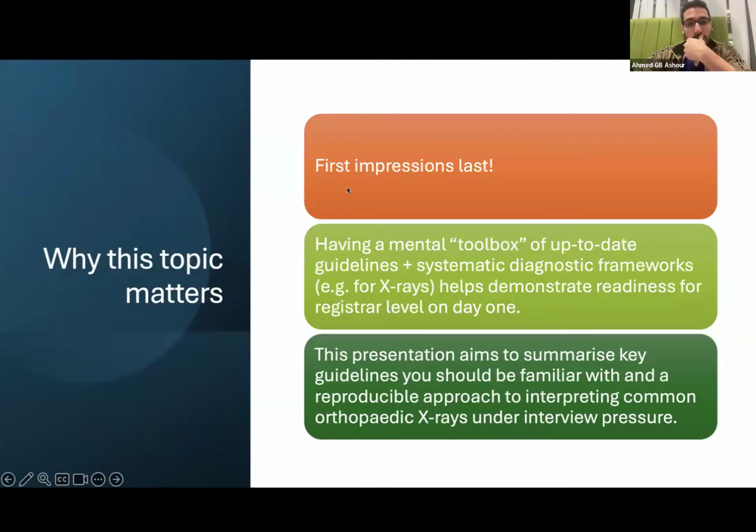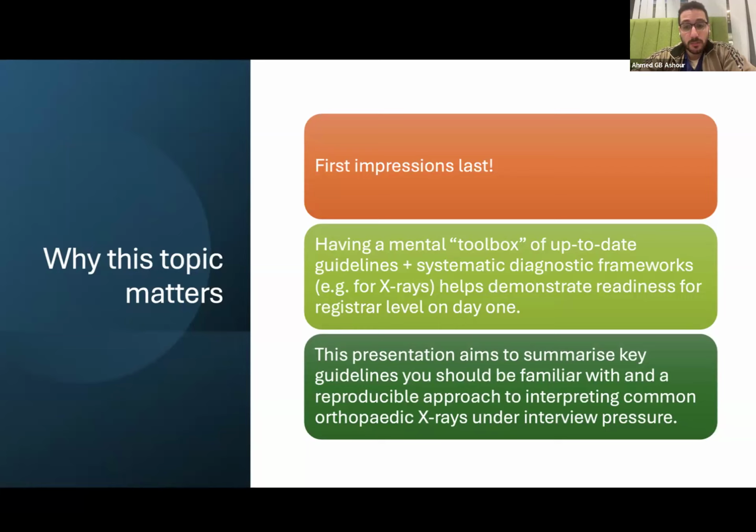So first of all, why does this topic matter? Because first impressions last. They will ask you the first question: how do you comment on the X-ray or CT or photo or whatever? If they hear a good comment, they will be interested for the whole station. Having a mental toolbox, up-to-date guidelines, and a systematic approach shows that you're ready to be a day one registrar.